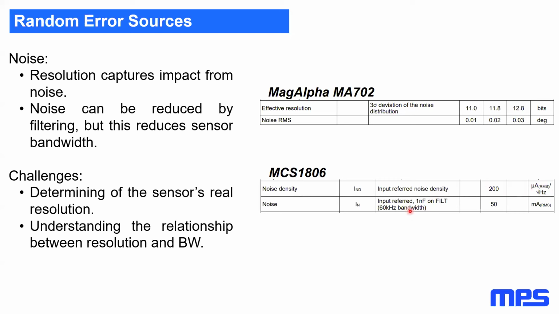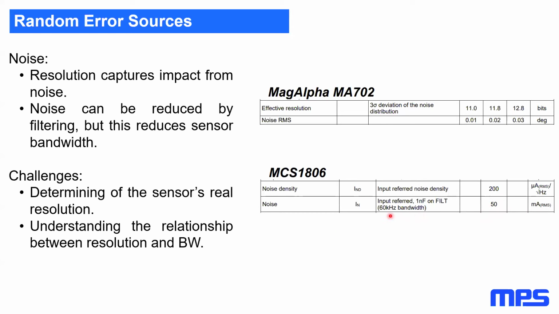So we can say, okay, hey, here's our input referred noise at 60 kilohertz bandwidth. That would be equal to 50 milliamps of RMS. Okay, now that makes more sense. If I'm trying to measure 50 amps, I know that my noise is about 1/1000th of my peak measurement. So 50 milliamps RMS, and you can see that's given at 1 nanofarad on the filter pin, which is a 60 kilohertz bandwidth. Like I said, in both of these, whether it's position or current sensing, we deal with that noise by trying to filter it. Well, you filter it at the cost of dynamic bandwidth.